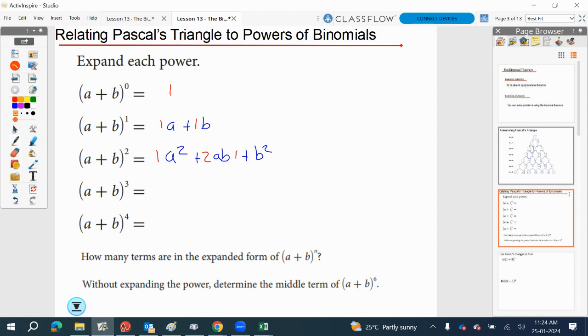What about a plus b cubed? A cubed plus 3a squared b plus 3ab squared plus b cubed.